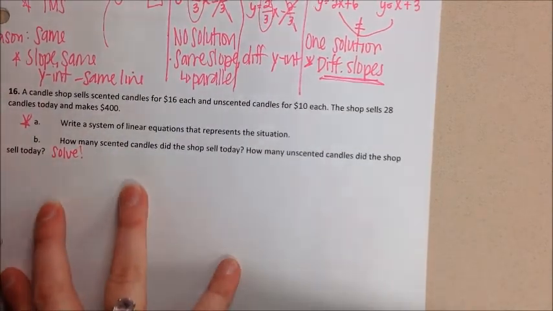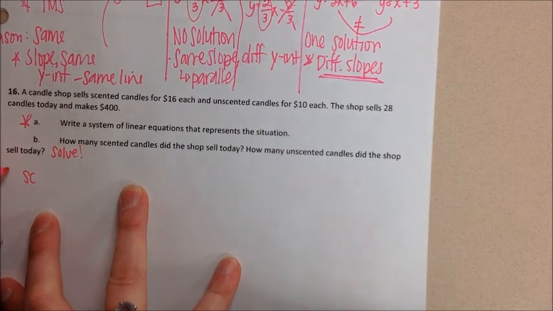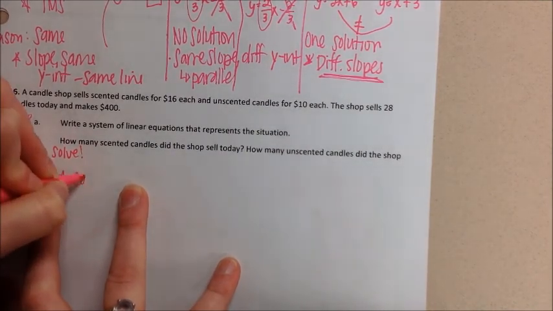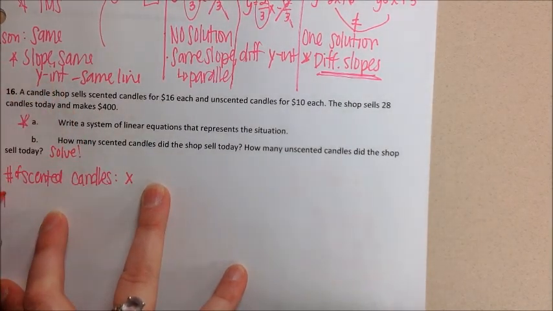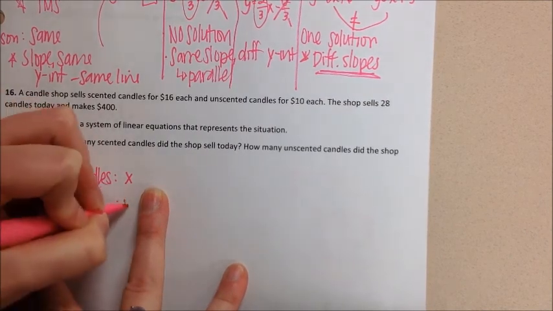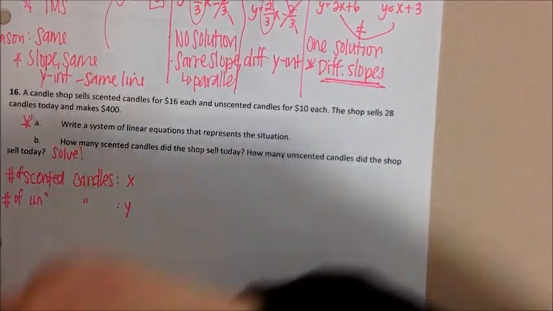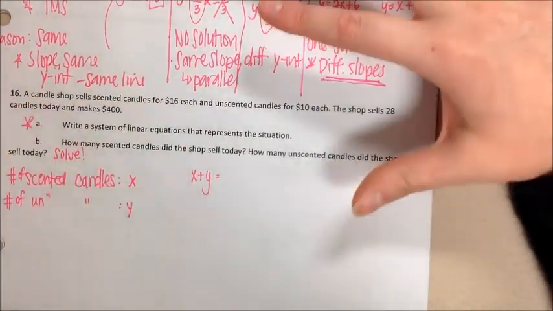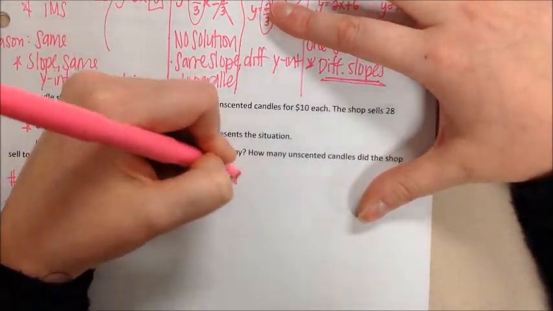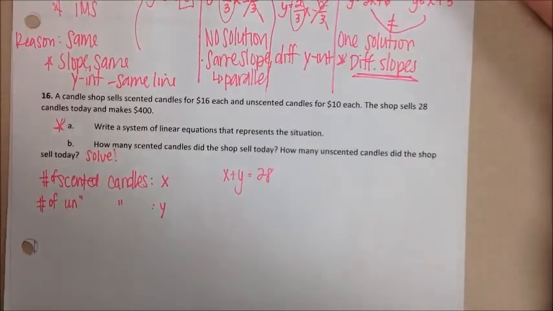Okay, so the number of scented candles is x, and the number of unscented candles is y. Then I know if I add the total of those numbers up, I get 28, because it told me that there were 28 total candles sold today.